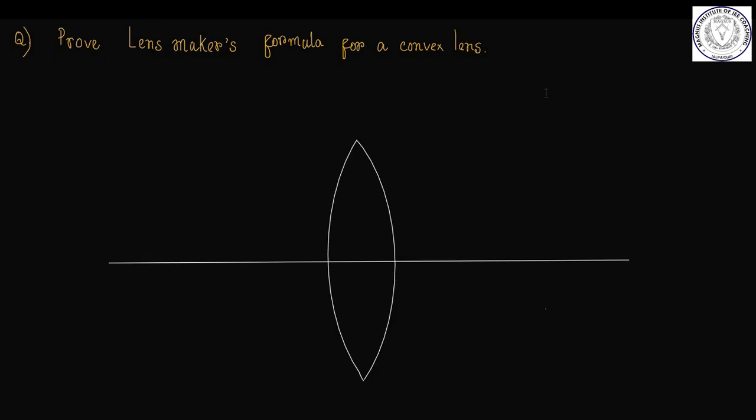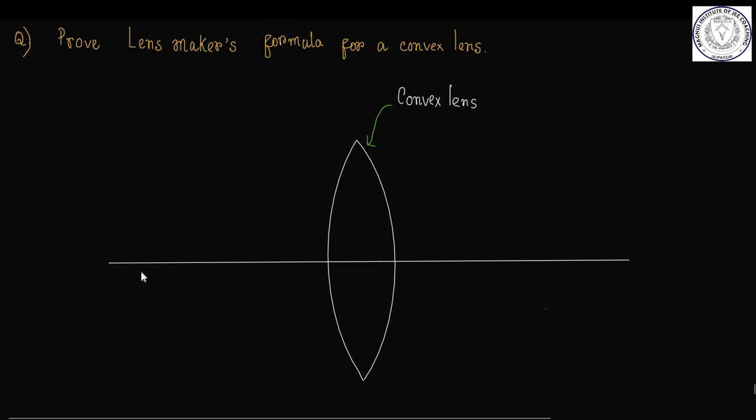Prove Lensmaker's formula. Prove Lensmaker's formula for a convex lens. This is a diagram of a convex lens.